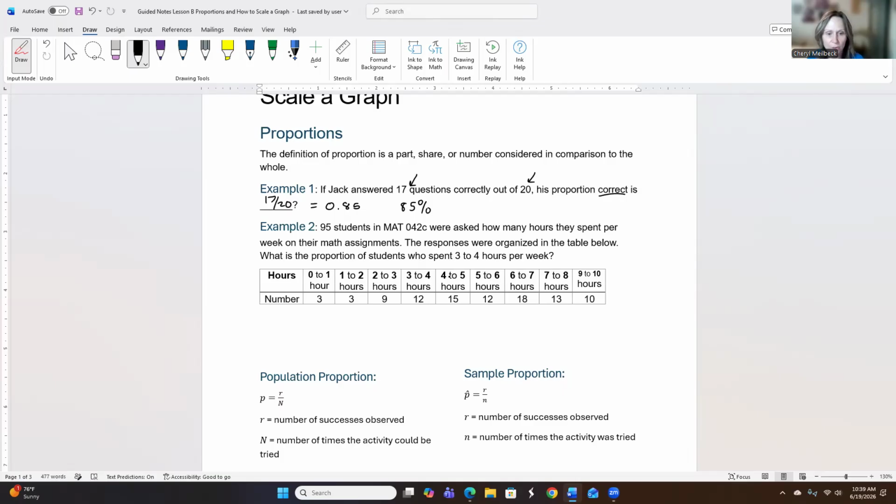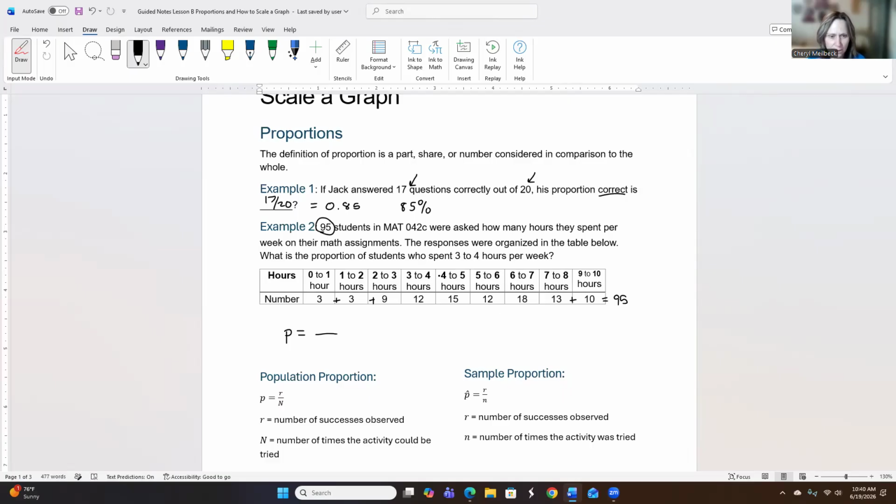So if we look, our top row says how many hours, and our bottom row shows how many students spent that many hours. So we can see here that 9 students spent 2 to 3 hours, 12 students spent 5 to 6 hours, etc. To find the proportion, we know that we put the total number on bottom and the number that we're speaking about on top. It told us the total number. If it had not, we could go to our table and add up the total this way, but it should give us 95, which is the same.